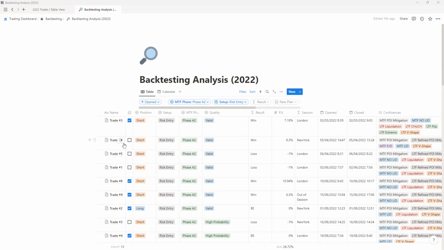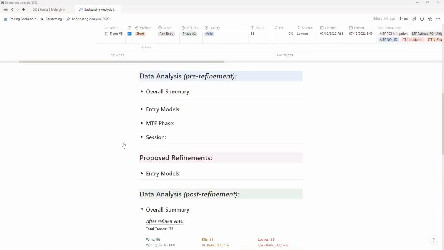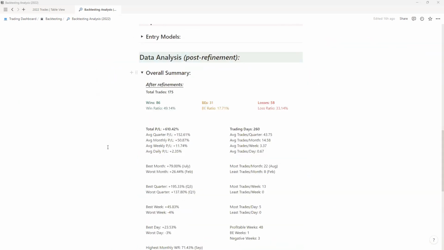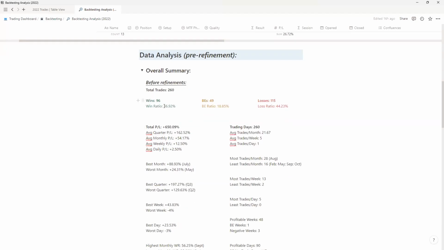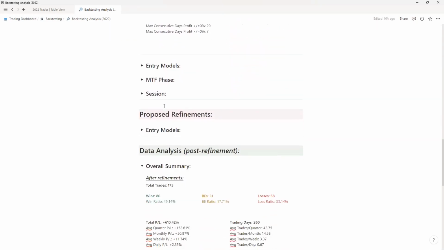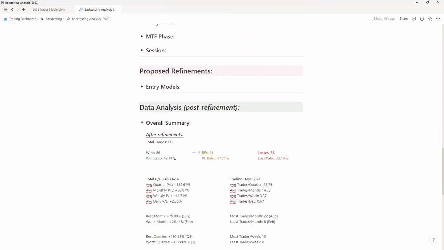And that you're not just making your results look better to pump up that ego at all. So if we scroll back down to our post-refinement analysis, you can see that our total trades went down to 175. Now that's obviously almost 100 fewer trades than our pre-refinement summary. So you can see we had 260 trades. If we have a look at our win rate, before it was 36.92, and our win rate afterwards was 49.14. So as you can see there, a huge improvement. And we've also reduced our total number of trades by almost 100. So yeah, a huge reduction in the amount of trades, and that's obviously allowed us to improve our win rate.